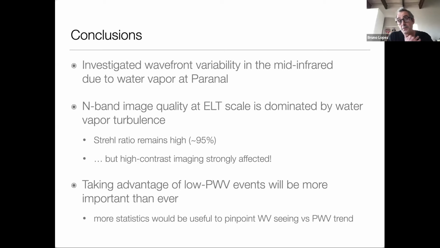And if so, maybe it would be good to use METIS medium spectral resolution data, which show more detail and information about telluric lines than low spectral resolution data.